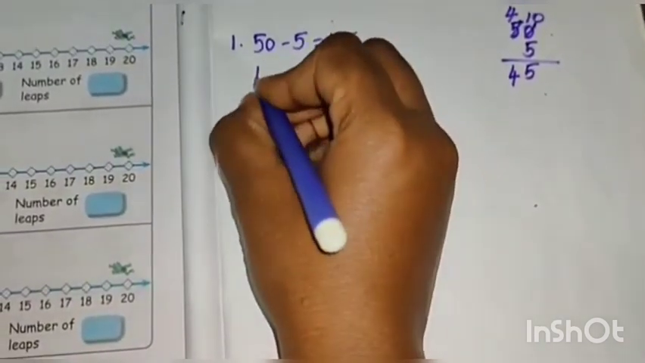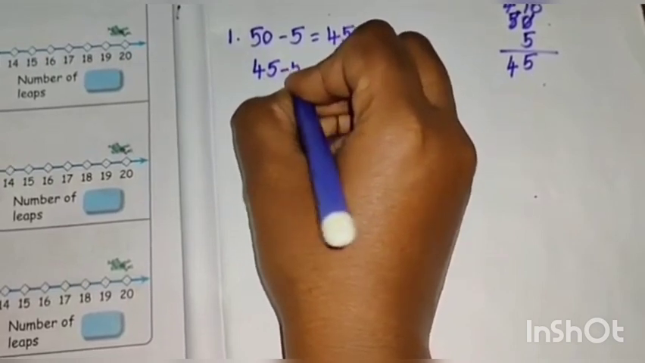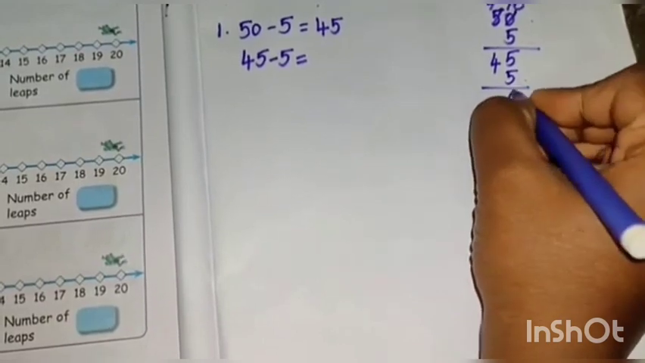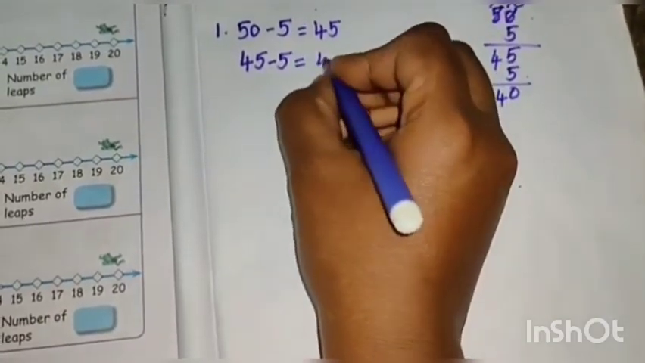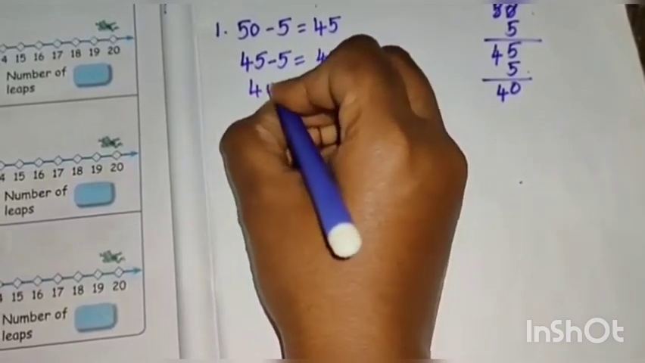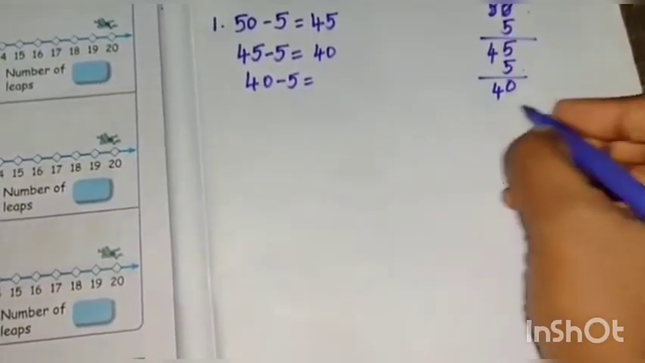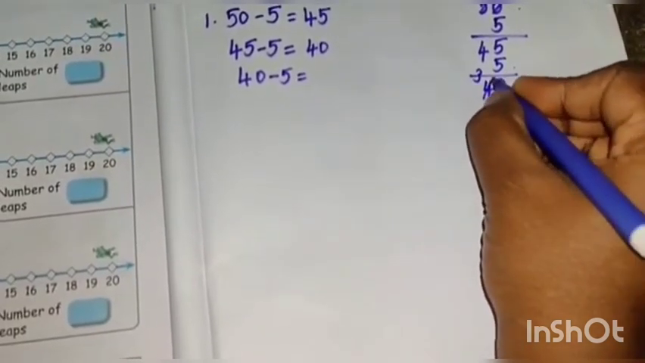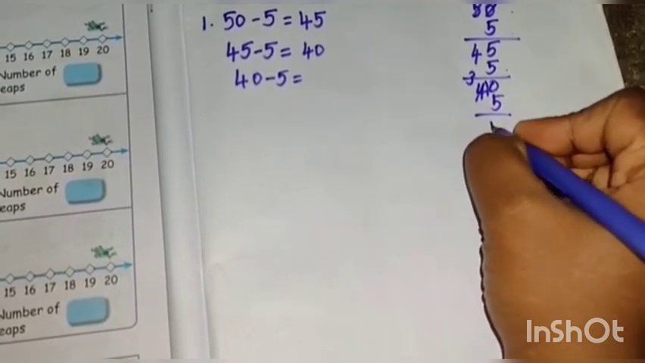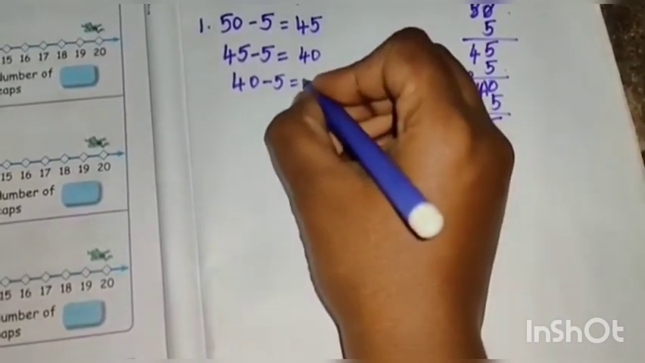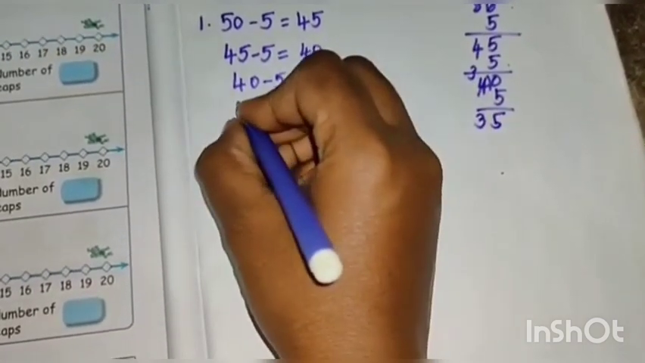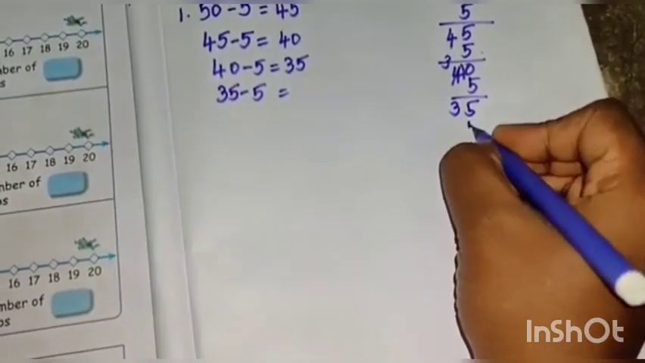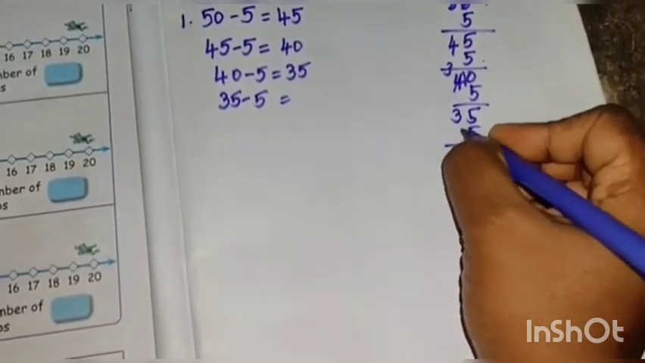Next you are going to subtract 45 minus 5. Till we get the answer 0, up to that we want to subtract. 45 minus 5, the answer will be 40. Next 40 minus 5. Like this you want to subtract up to 0. Here we want to borrow 10. 10 minus 5 is 5, here 3. The answer will be 35. 35 minus 5 is 30.